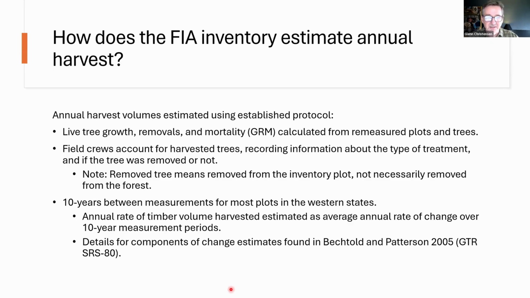So the annual rate of timber harvest volume is estimated as the average annual rate of change over that 10-year measurement period. The details for these different components of change are all found in Bechtold and Patterson, basically GTR SRS-80, better known as the Green Book.